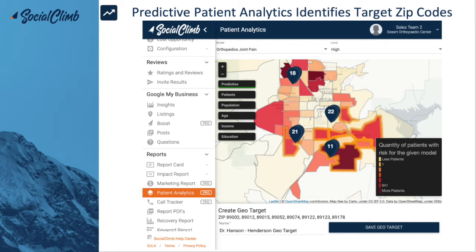So in this case, we've clicked on the zip codes that have the highest density of patients down there in the southeast corner of Las Vegas and created a geo-target that consists of 8 zip codes, and it's called the Dr. Hansen Henderson geo-target. Now we know that when we focus ad spend in those zip codes, we'll be doing so with a prediction that there'll be a higher number of the patients that Dr. Hansen wants to target in that area.